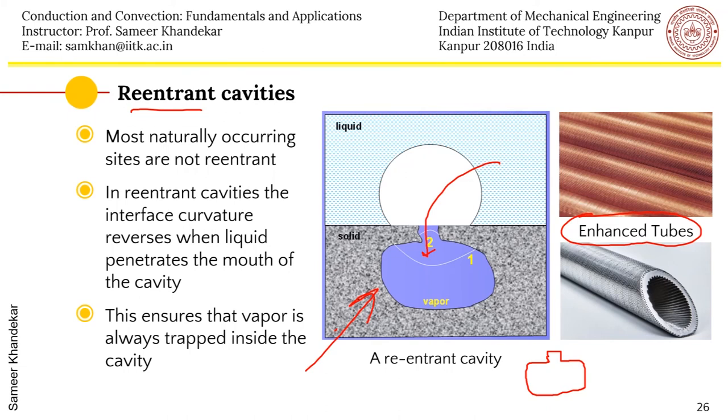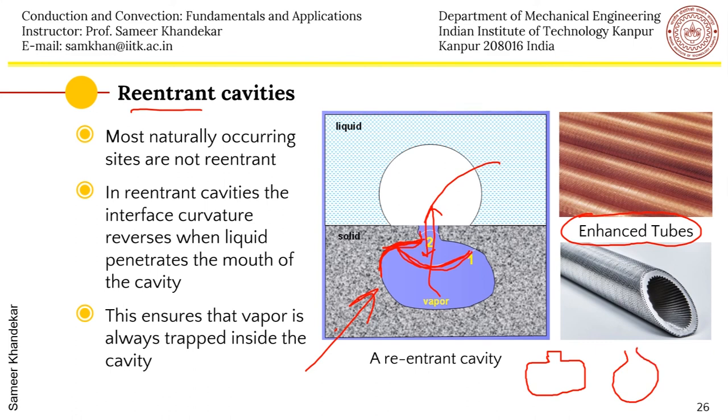There are certain companies who specialize in making this type of re-entrant cavities on the surface of tubes, and these are called enhanced tubes, and they essentially help in generating nucleation sites and enhance the heat transfer. So as you can see, artificial cavities are made. You can see pictorially here, bubble nucleation is enhanced.